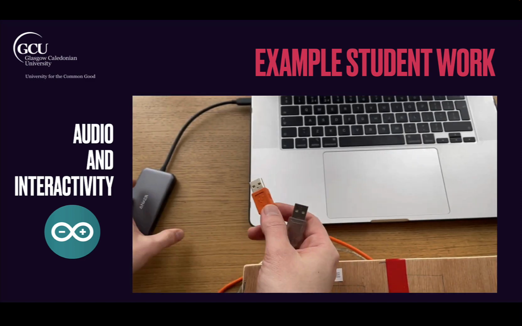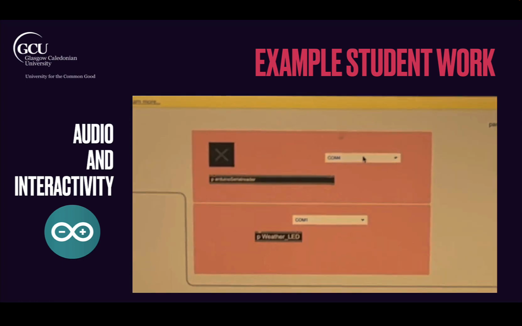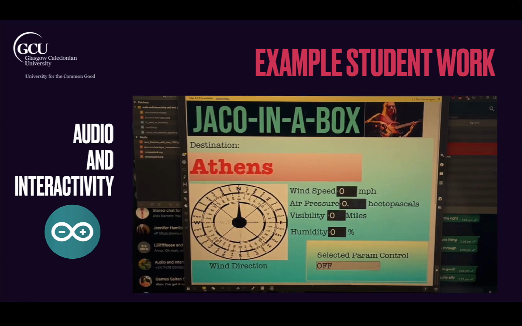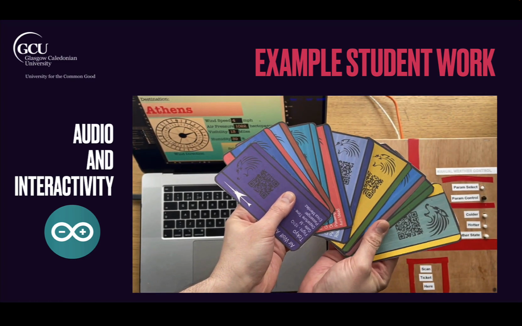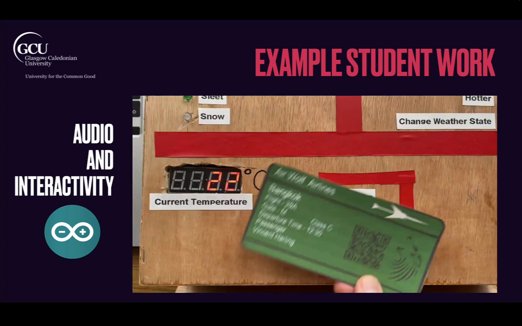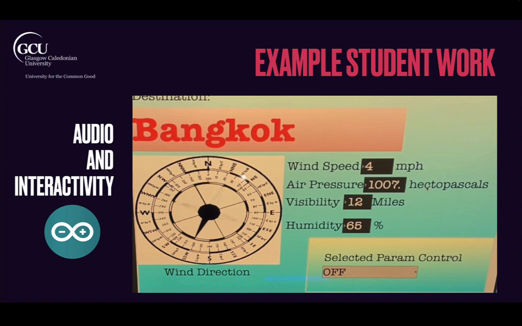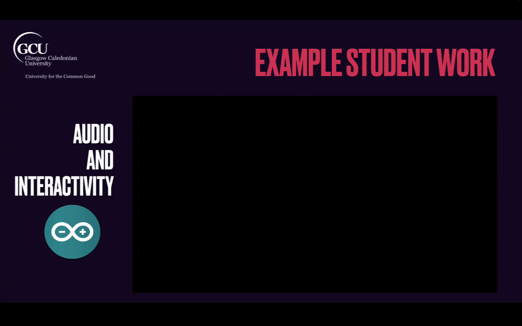So how does it work? Just connect Jaco in a Box to your computer and load the software. Choose the correct ports for your input and output boards, enable the input, enter presentation mode, and you're ready to go. Now select a ticket for your destination from our preset selection and scan it on the marked place on the box. And Jaco in a Box will make music using the weather parameters for that city.